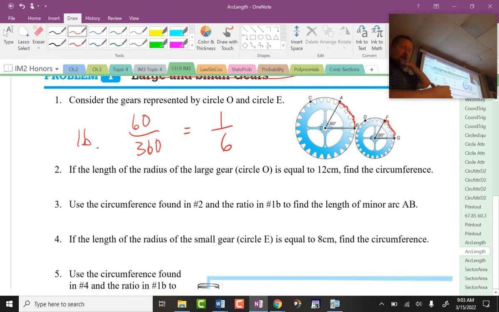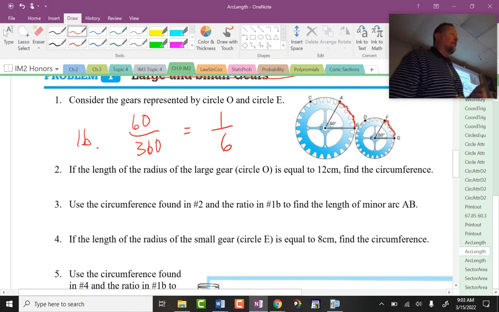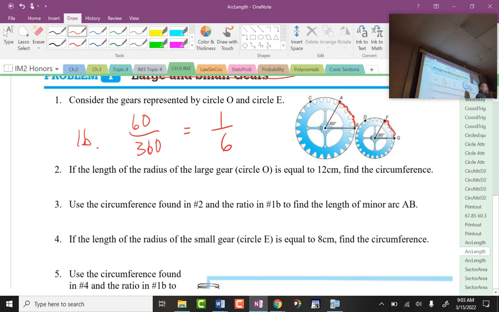I was condensing notes from a previous resource. It was from chapter 10 with a book that we actually had. So that's what that represents. All right, so now I can go on to the next one. If the length of the radius of the large gear, I want to cover this before we move on. We have a lot of gear questions in chapter 3 in our trig book. We already had this happen.